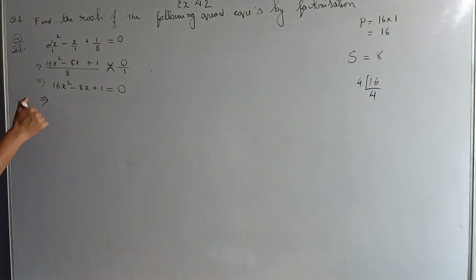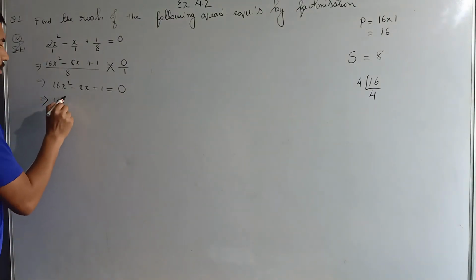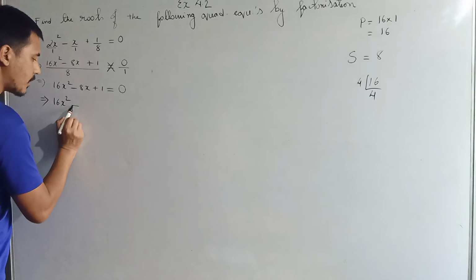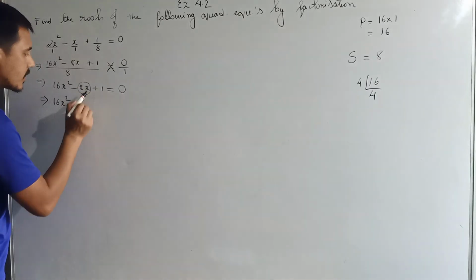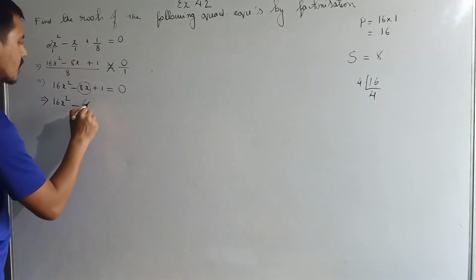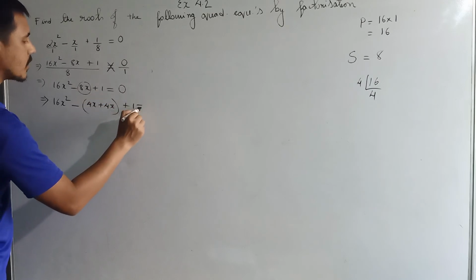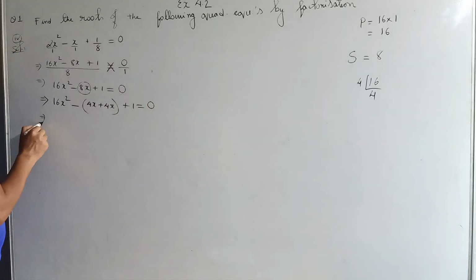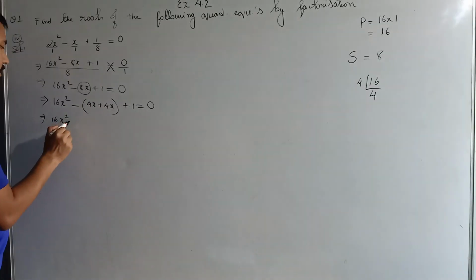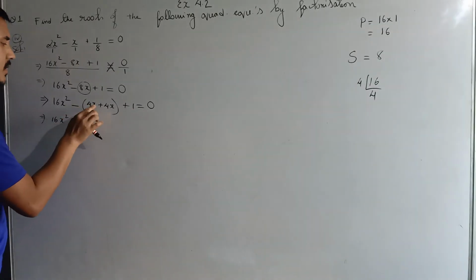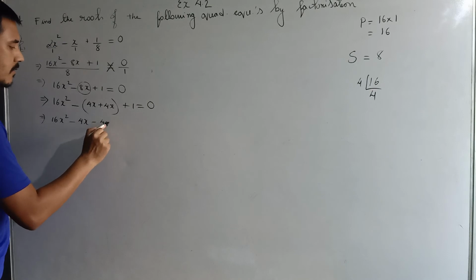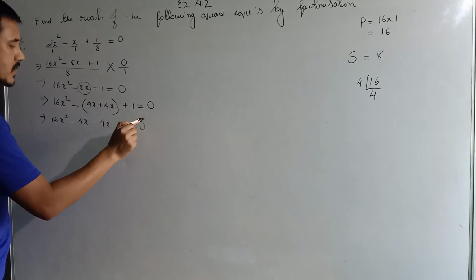Now this becomes 16x squared. This minus as it is. And then 8x can be split as 4x plus 4x. And then we have plus 1 equals to 0. So 16x squared minus 4x, minus plus gives you minus, and then 4x plus 1 equal to 0.